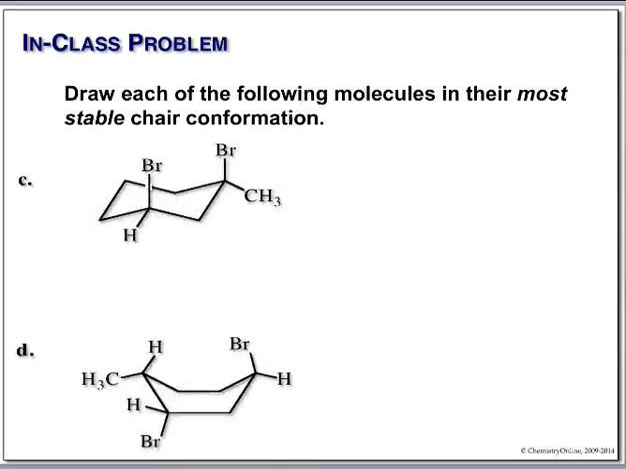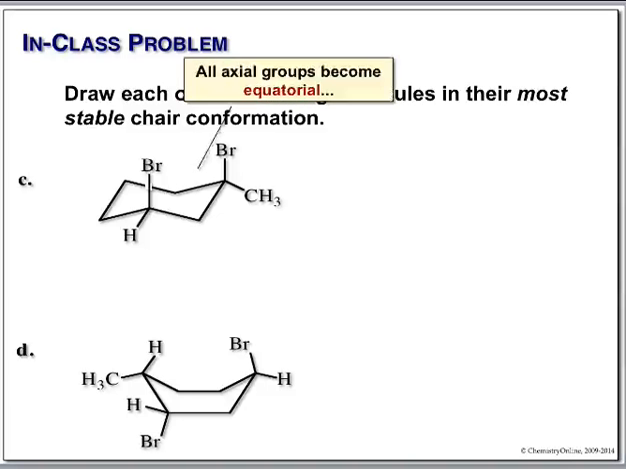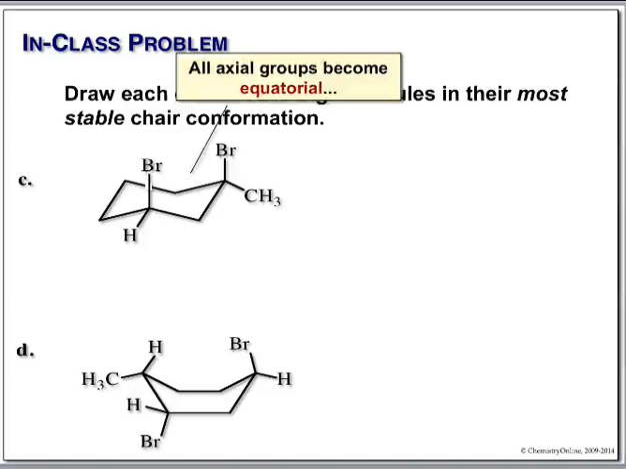We have 2 axial bromines. We must convert those to equatorial. If these become equatorial, the methyl group becomes axial. So here's our 1,3 skeleton. Our 2 bromines must be equatorial, and our methyl must be axial.